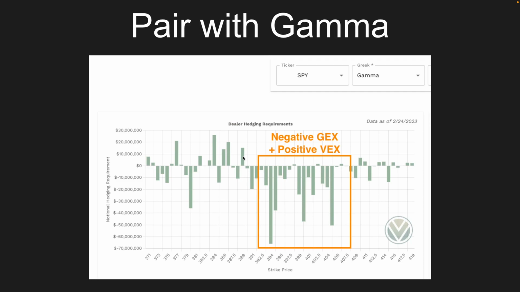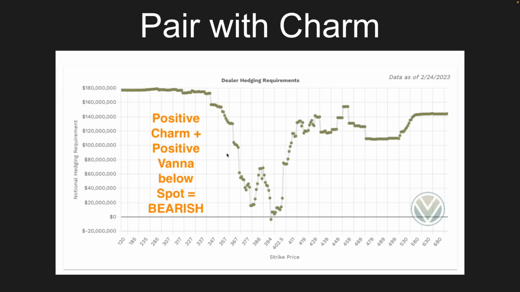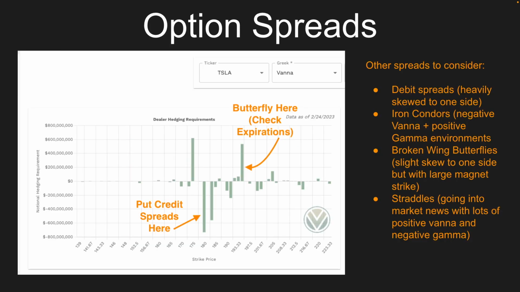And then we know that going back to gamma, price will have an easier time going lower to a certain degree until we get to these positive gamma strikes. So it just helps paint the picture that a bearish move is being favored.